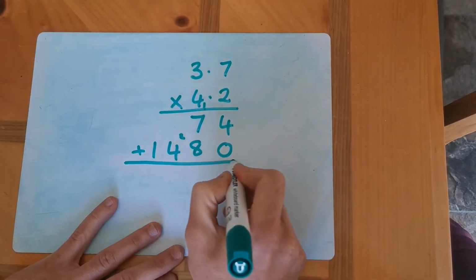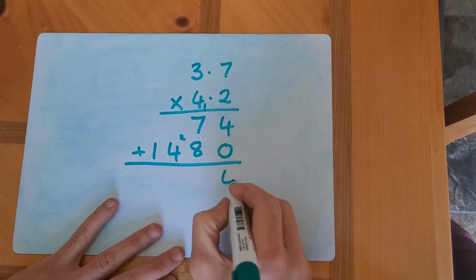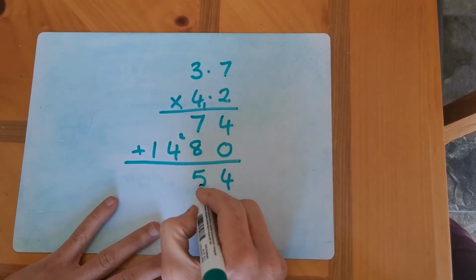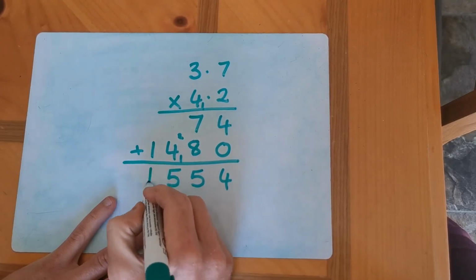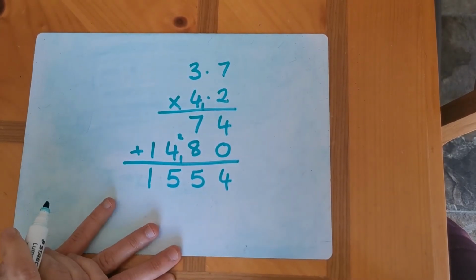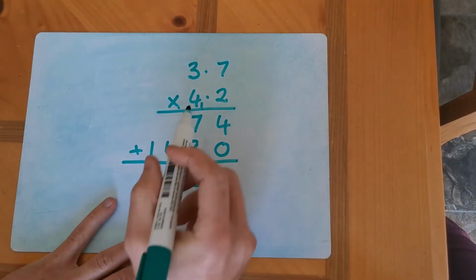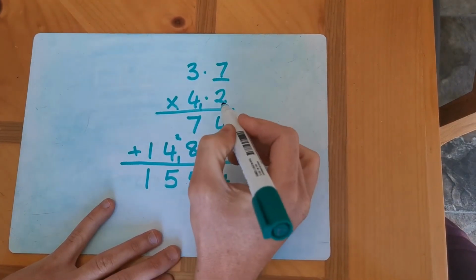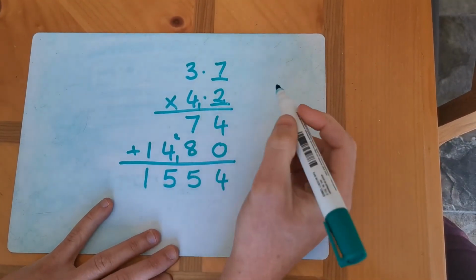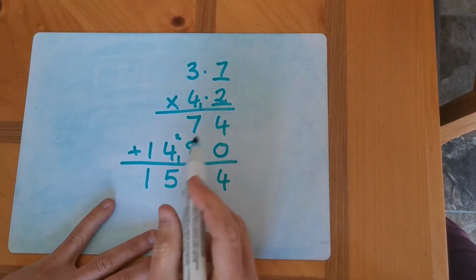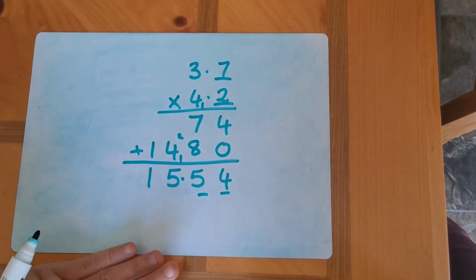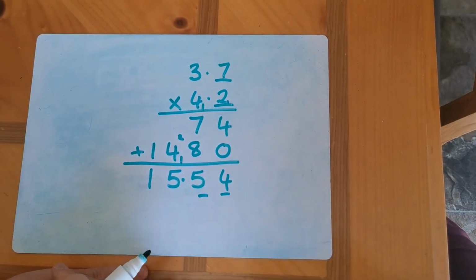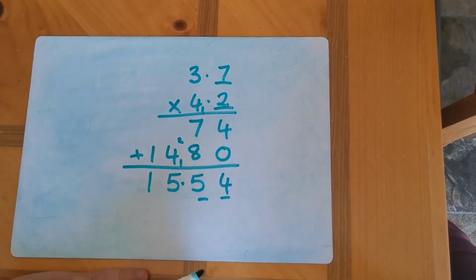And I'm going to add those together. 4 plus 0 is 4. 8 plus 7 is 15. Put down my 5, carry my 1. 1 plus 4 is 5. And 1 plus 0 is 1. Now, let's go back up to our sum. How many numbers come after the decimal point in the sum? 1, 2. So our answer must be the same. 1, 2. We put our decimal point there. So 3.7 multiplied by 4.2 is 15.54.